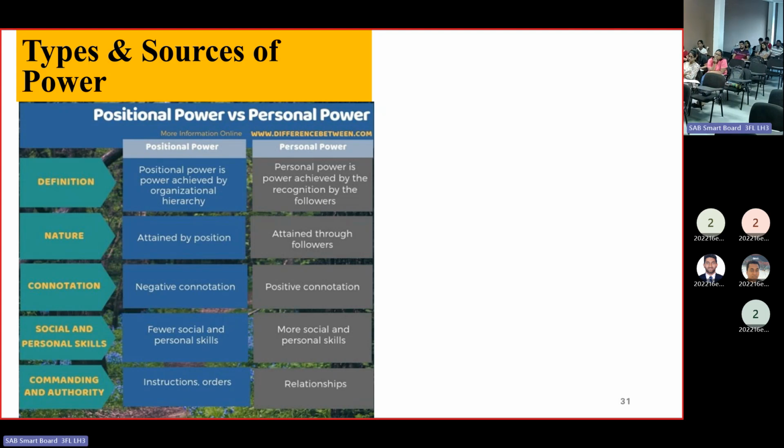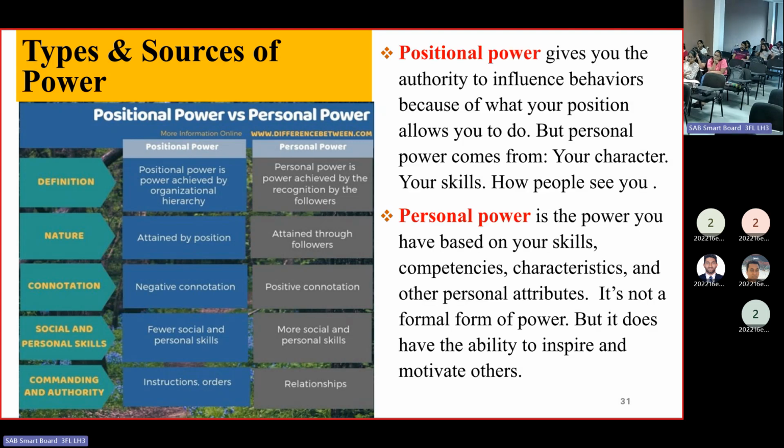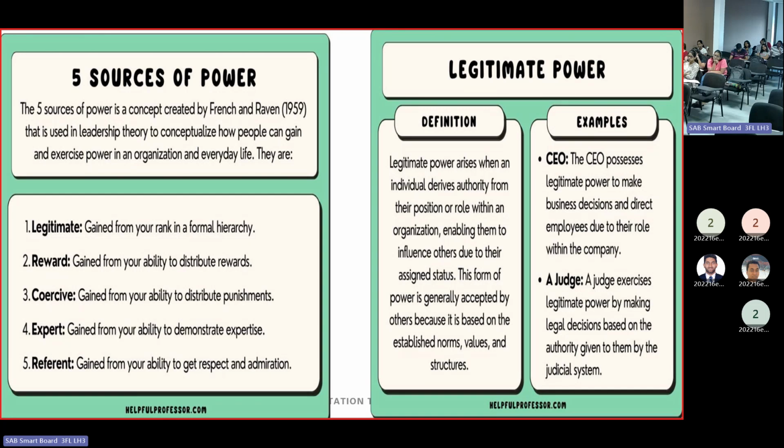Here, by position, later. Negative connotation is greater than positive connotation. Pure social and all the things, more special and social things. Okay. So that is that. What is the example of position power there? So you can remember. I have explained nothing new now. Okay. The source of the power is here.